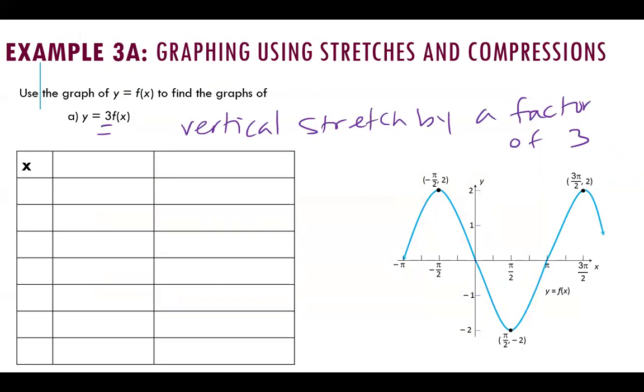Does that make sense? So I'm going to go ahead and write down all of my x values, and my x values aren't changing. I intentionally gave you one that had pi because it doesn't matter, right? The pi's aren't going to change anything. So my x values are negative pi, negative pi over 2, 0, positive pi over 2, pi, and 3 pi over 2.